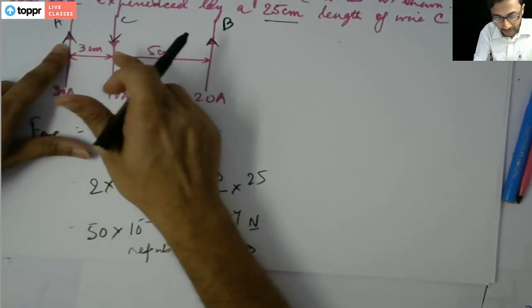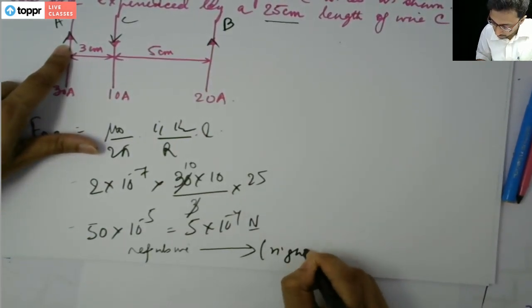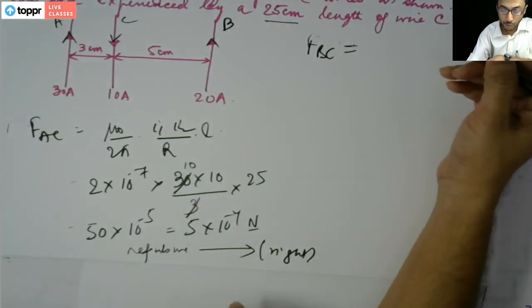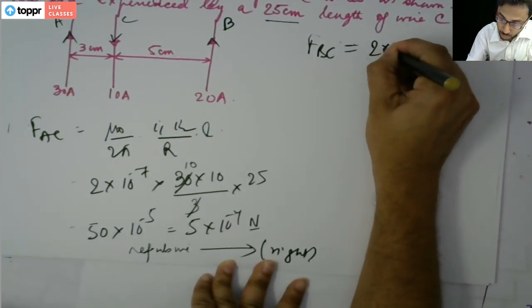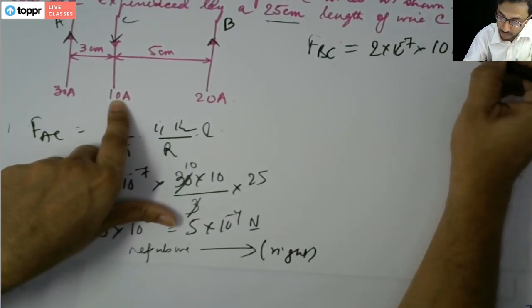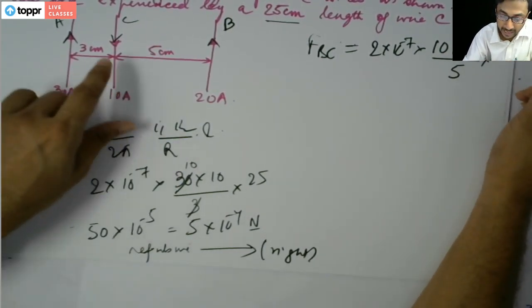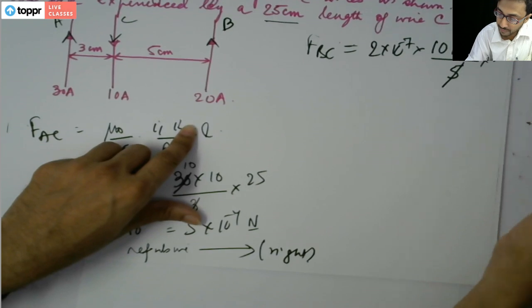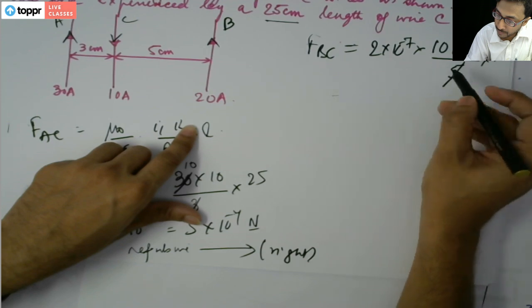Repulsive means for C, A will be pushing it to the right. Now what is FBC? BC also, by similar calculation, we can see 2 into 10 to the power minus 7 into 10 into 20 divided by 5. 5 is the R, and L is again 25. Now 5 cancels out. 5 into 25, this is 5, right? This is 5. Now this will be how much?